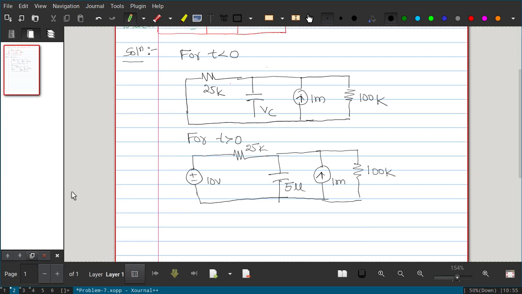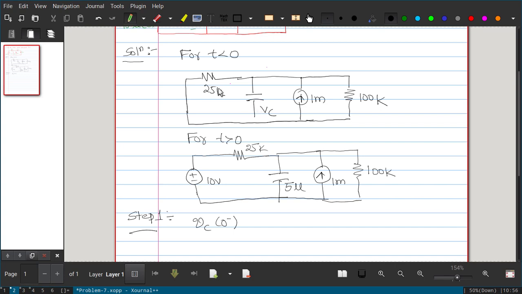Now step 1. In that we have to find VC of 0 minus, for the first circuit. Just before t equal to 0, what is the open circuit voltage across the capacitor? You can see we have two resistors, 25k and 100k, in parallel, and a current of 1 milliampere passing through them. If you can find the voltage across the resistors, that is nothing but the voltage across the capacitor.